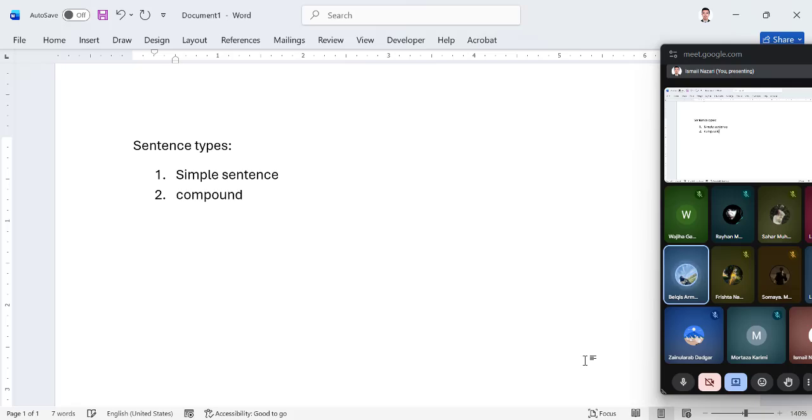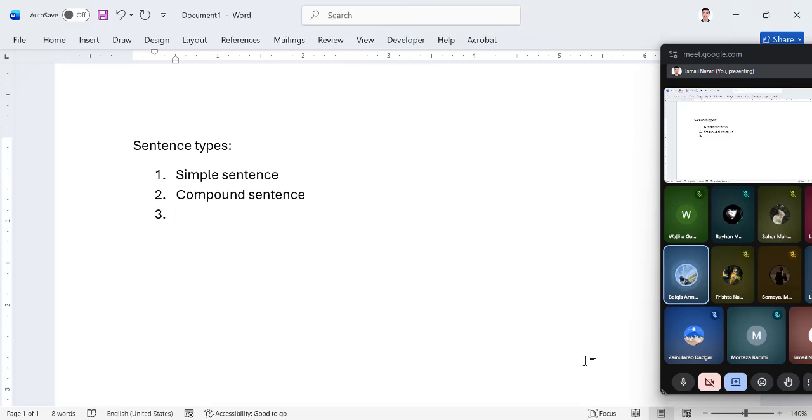A compound sentence is made from one independent clause, then we have a coordinating conjunction or a semicolon. The coordinating conjunctions that we have studied were the fanboys, or sometimes we may have a semicolon or a conjunctive adverb. Then we have another independent clause. So it is made from two independent clauses joined by fanboys, coordinating conjunctions, or a semicolon.